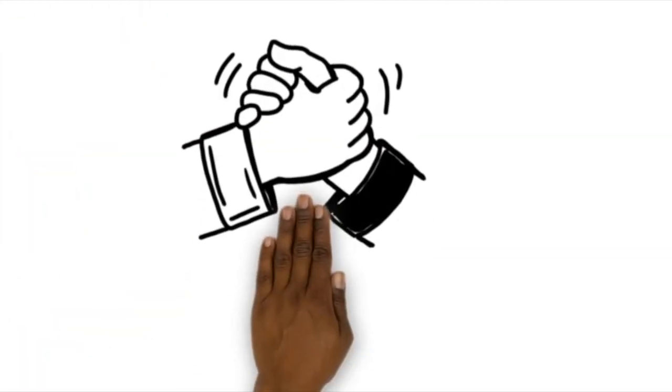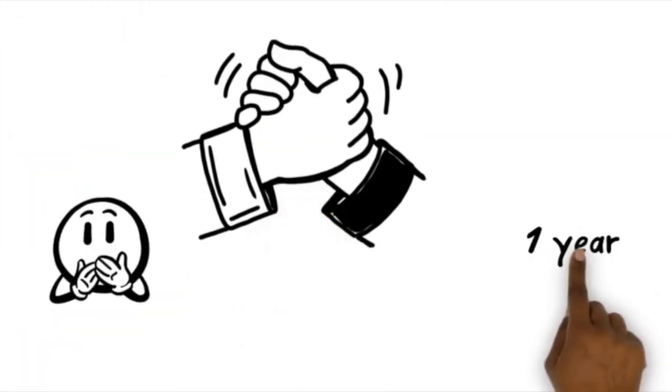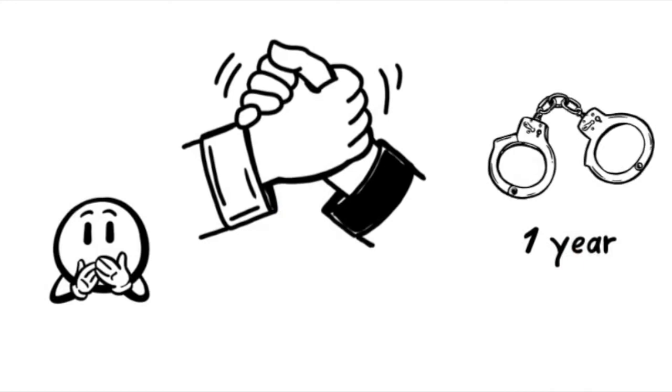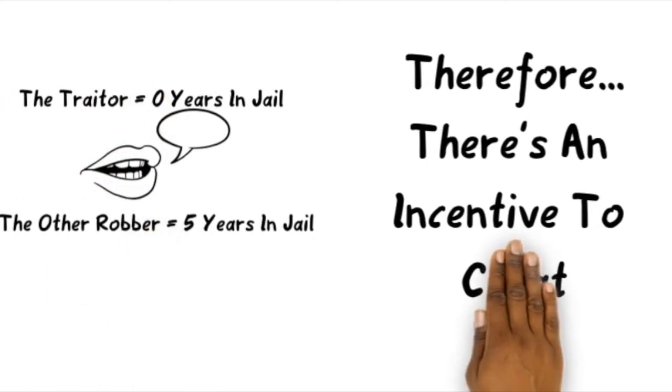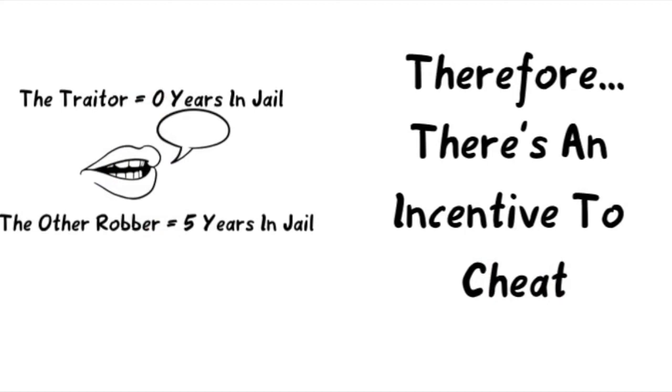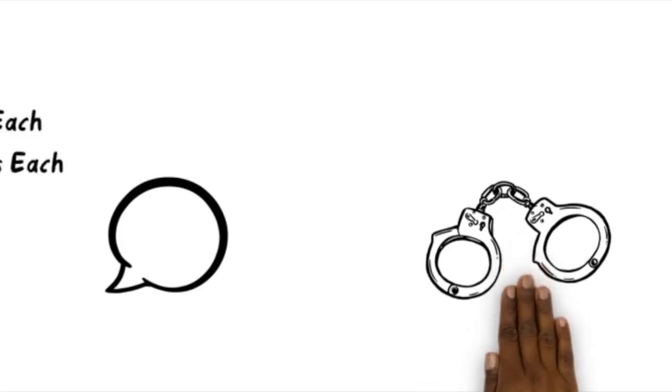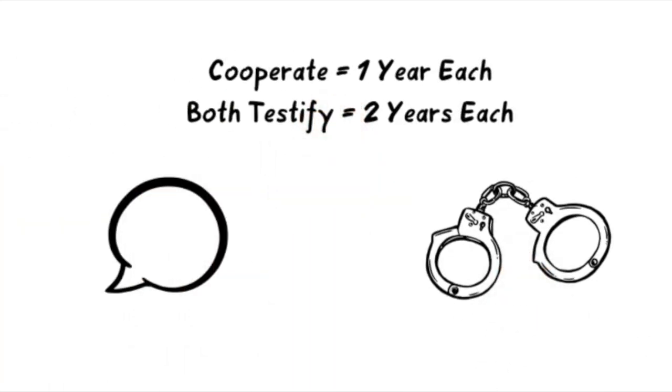If they both cooperate and remain silent, then they get a lesser charge of 1 year in jail. If one testifies and the other doesn't, the one who testifies has no jail time and the other gets 5 years, so there's an incentive to betray the other party. But if both testify against the other, each will get 2 years in jail for being partly responsible for the robbery.